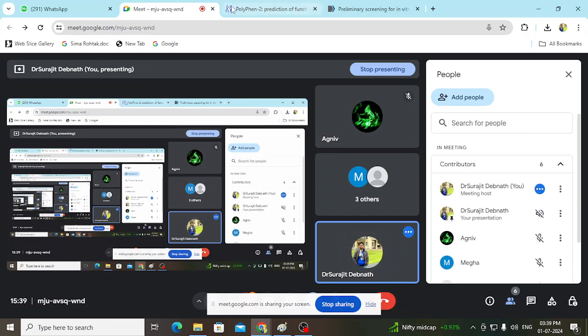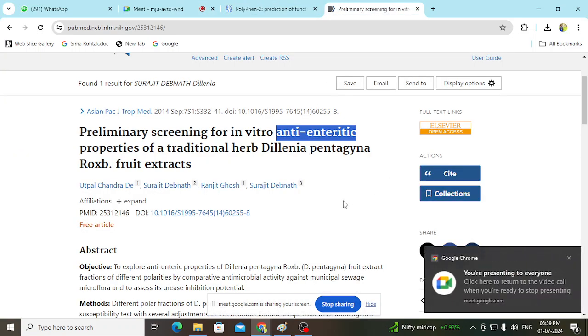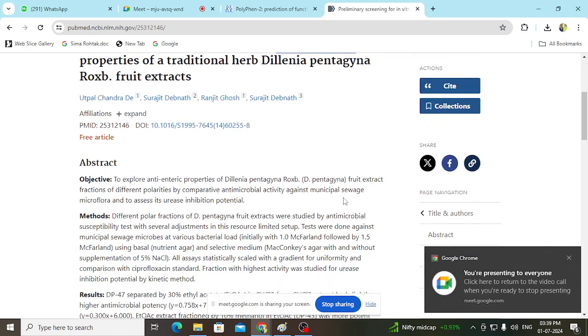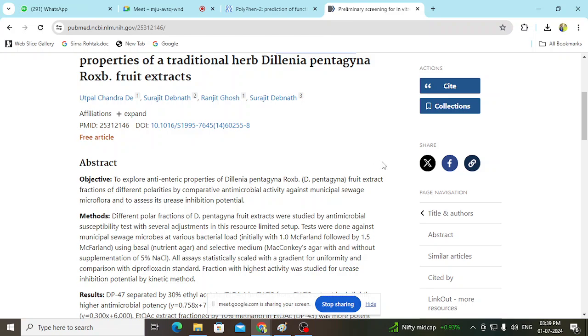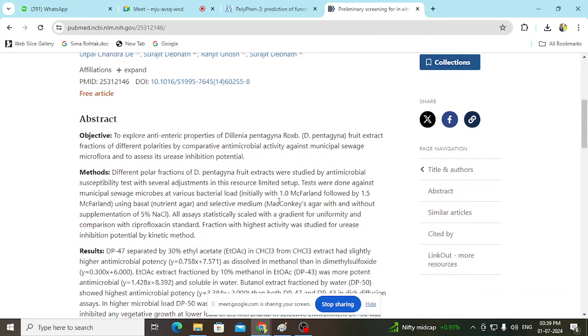Okay. So what happens? We want to find out whether a plant extract is effective against these two bacteria. One is E. coli, coliform bacteria. Another is Helicobacter pylori. Now, in order to do so, what do we need to have?